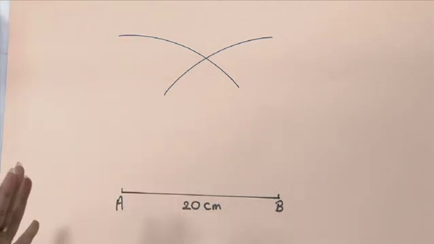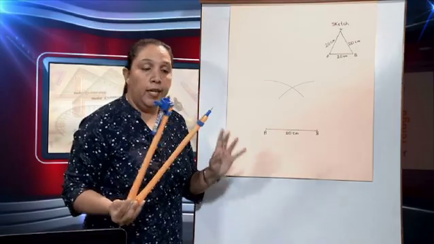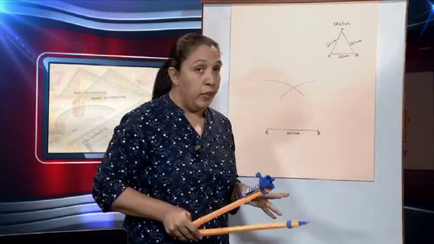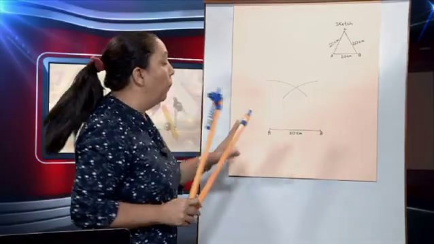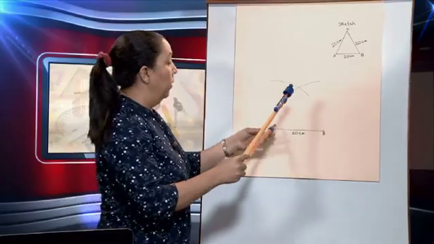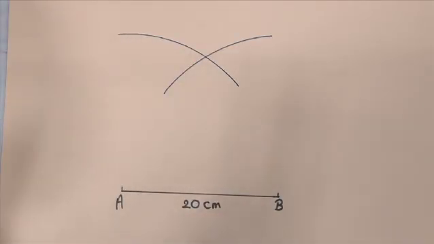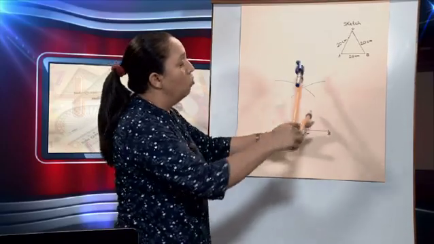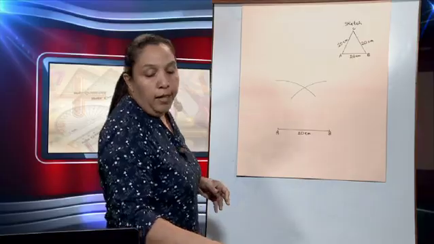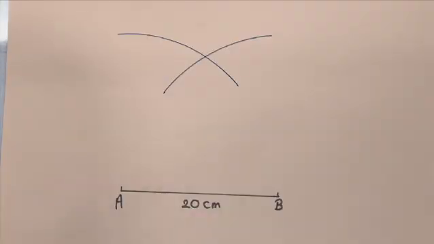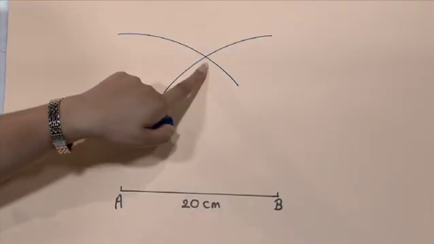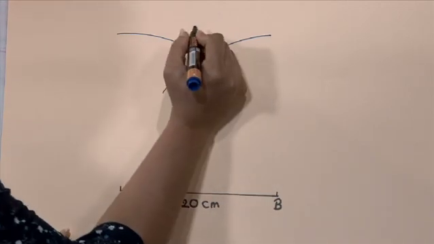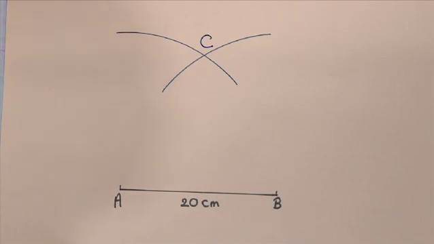Okay? Right? Simple. I say it again. You take your pair of compasses, you measure 20 centimeters. You put the pointer on A, you draw an arc, you keep that measurement, put the pointer on B, draw another arc, and you've got a point of intersection. Now, this point of intersection is what? Well, you've got A, you've got B, so the point of intersection will be C. Okay?